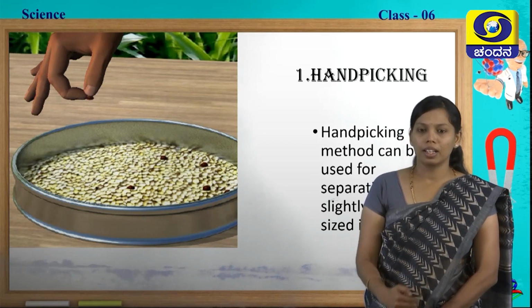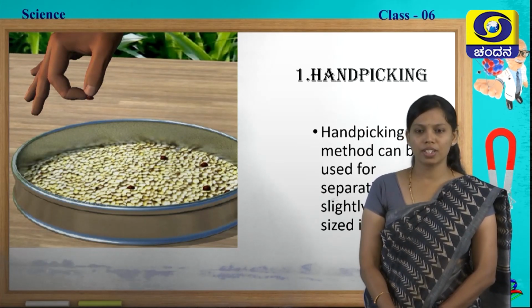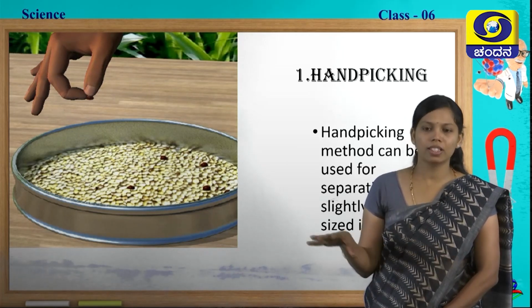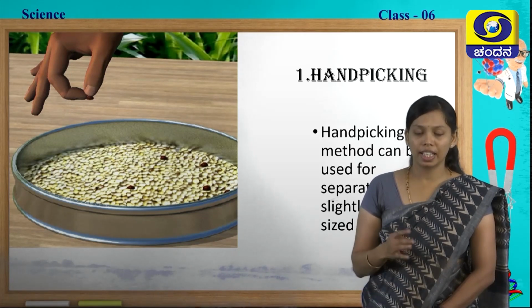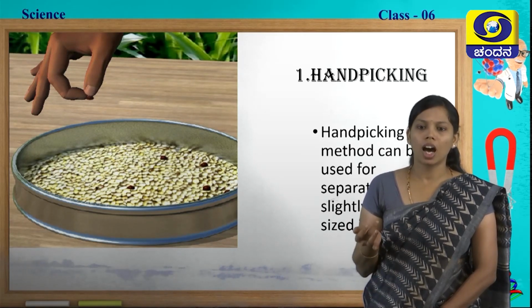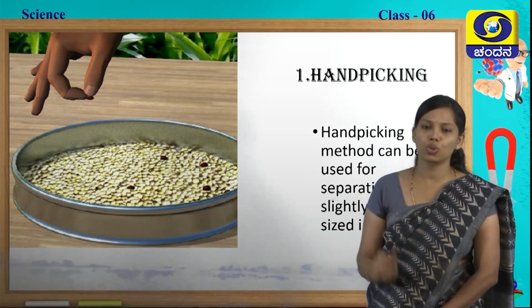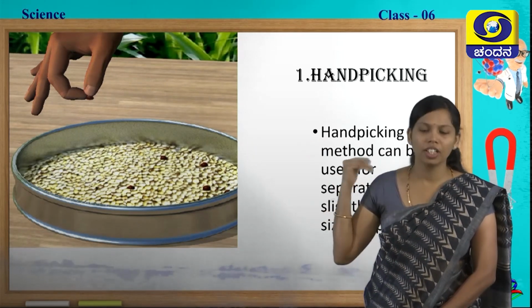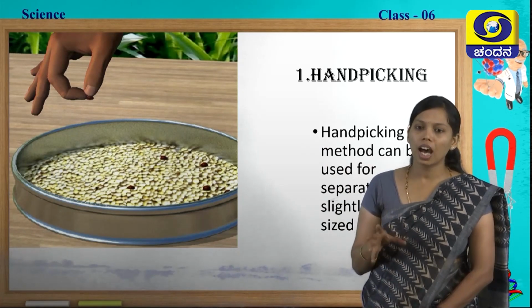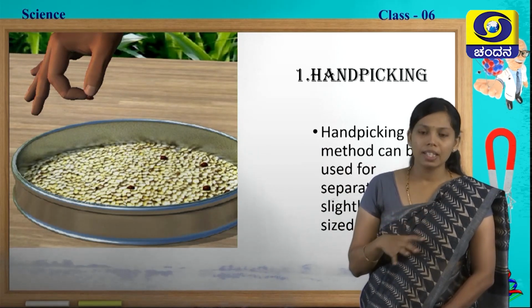What are the steps involved in agriculture? First, farmers prepare the soil. After that, they sow the seeds. After that, irrigation, weeding, harvesting, and at last storing the harvested crops so that they can use them for future use.